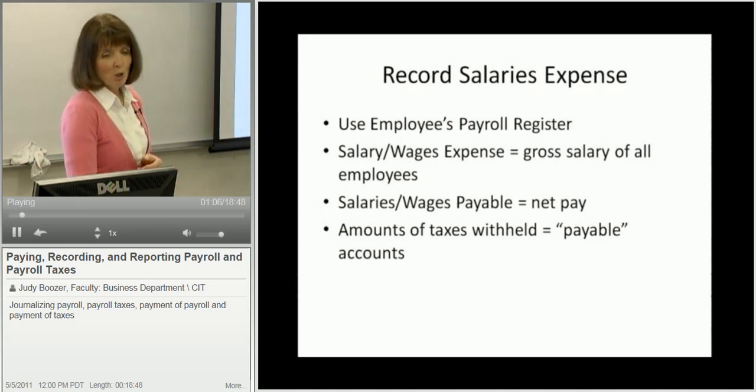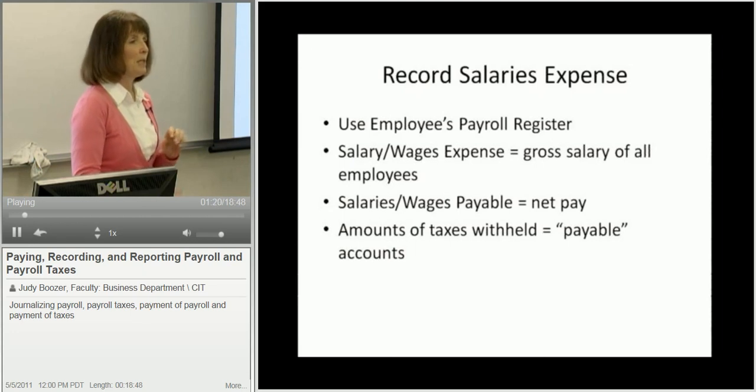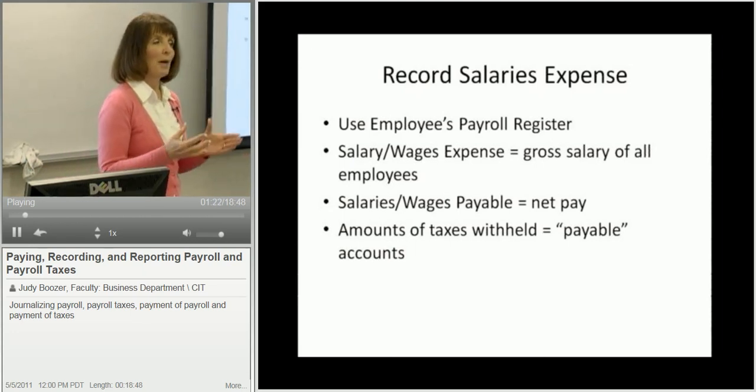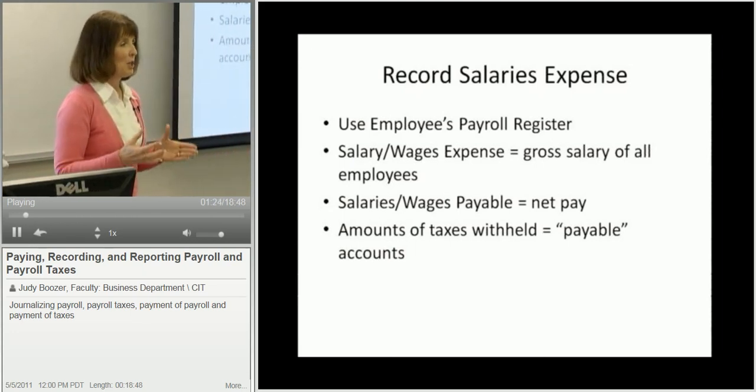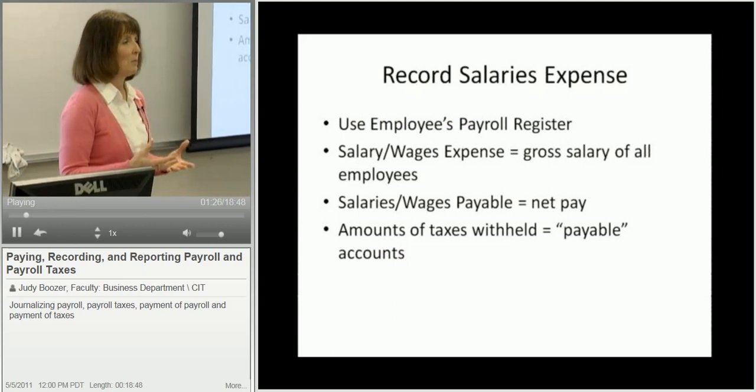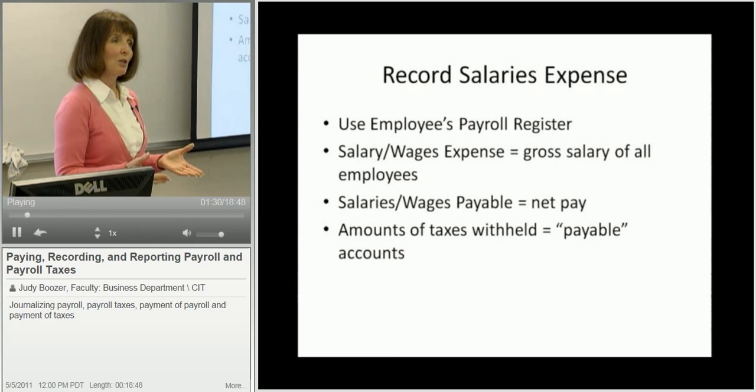So what we're going to show you is how to journalize the information from the payroll register to update your financial records. Okay? So the salary and wages expense could be different names from company to company, so just be aware that look for something with those names in it. And expenses are debits or credits? Debits, always debits. So that's what we're going to debit.